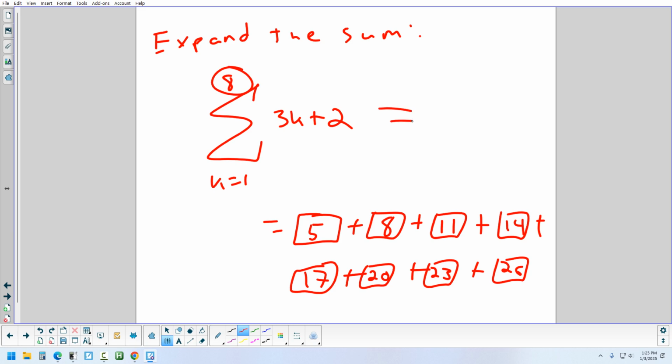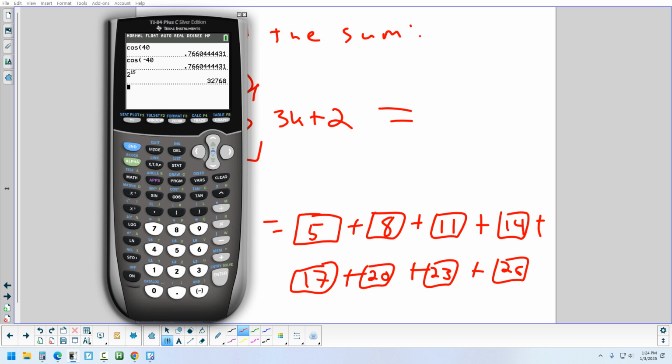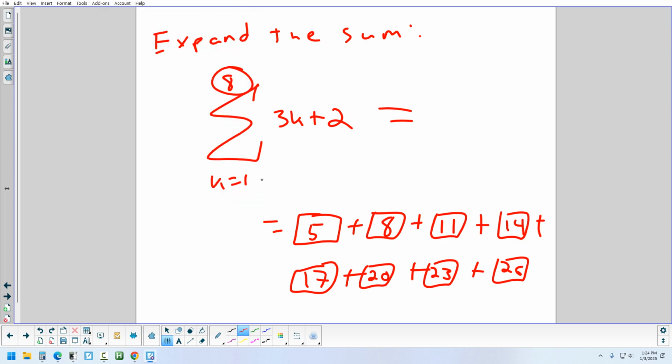So now if they actually wanted the answer to that, we just have to take all of that and add it up. Let's see what we get. So we've got 5 plus 8 plus 11, 14, 17, 20, 23, and 26. So the answer to that would be 124.